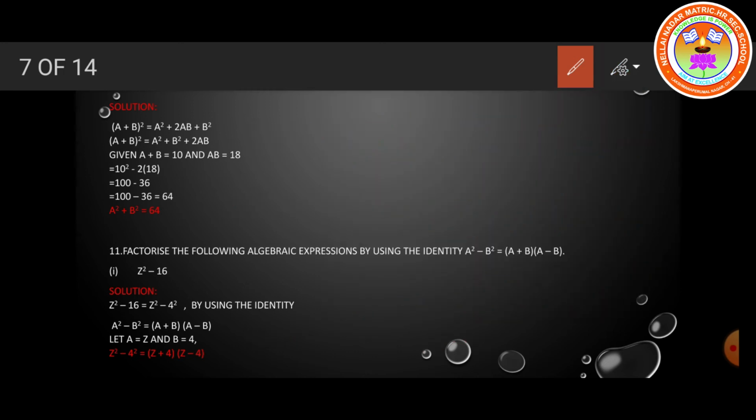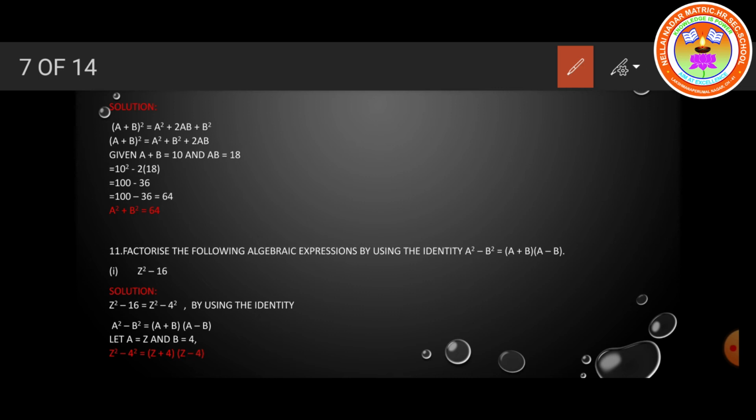Next sum: we are going to factorize the following algebraic expressions by using the identity a square minus b square is equal to (a plus b) into (a minus b). First one is z square minus 16. It is (a plus b) into (a minus b), where a is equal to z and b is equal to 4. So the answer is (z plus 4) into (z minus 4).